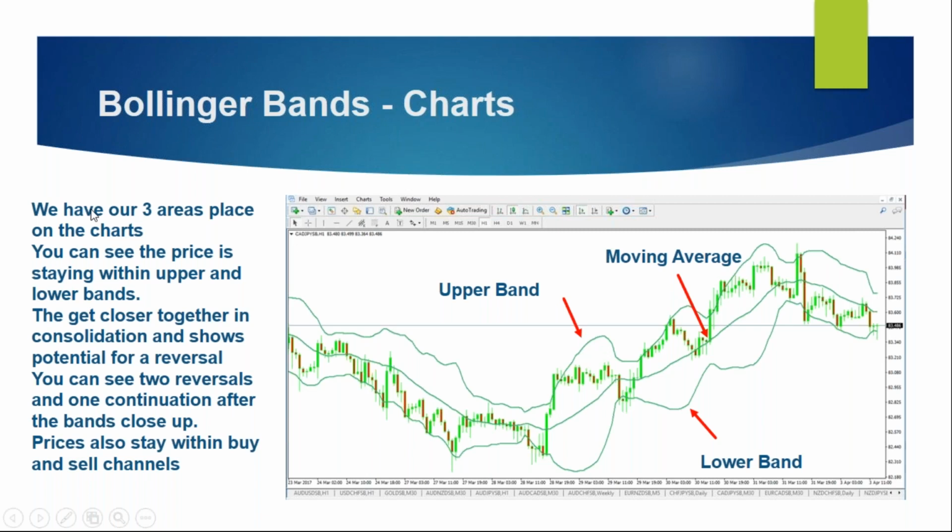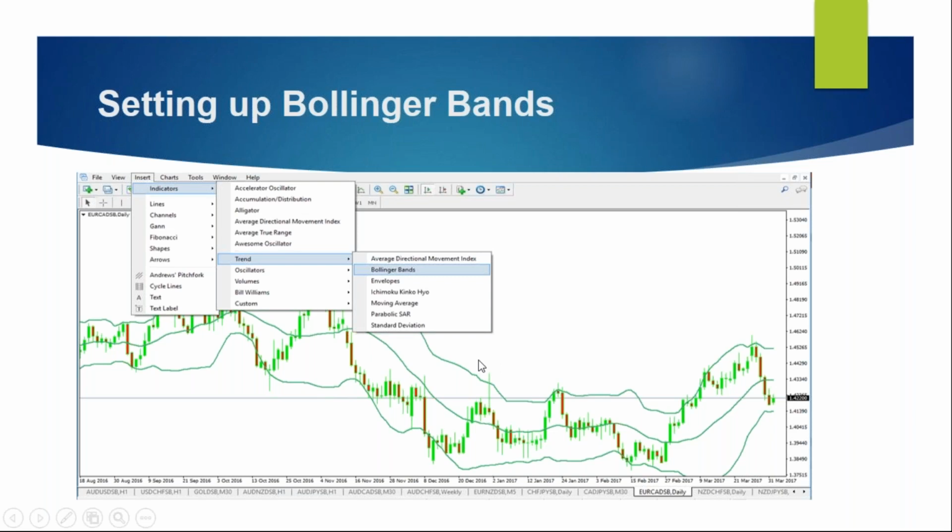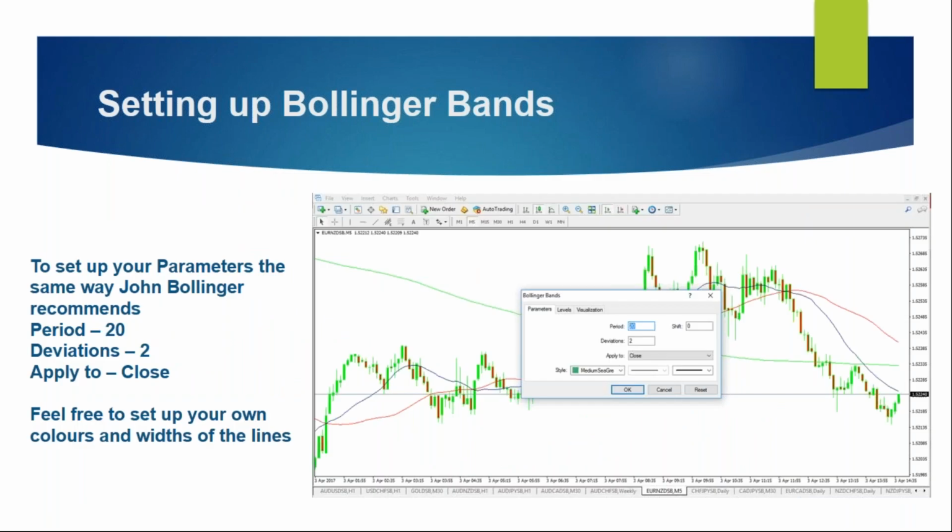So how do we set these up? Now we're going to look at it on our MT4 platforms. Then I'll show you on TradingView. So on our MT4 platforms, you just go to Insert, click Indicators, slide across, scroll down to Trends, and then you just hit Bollinger Bands. Then you'll get this box appear, and that's how it'll be pre-filled.